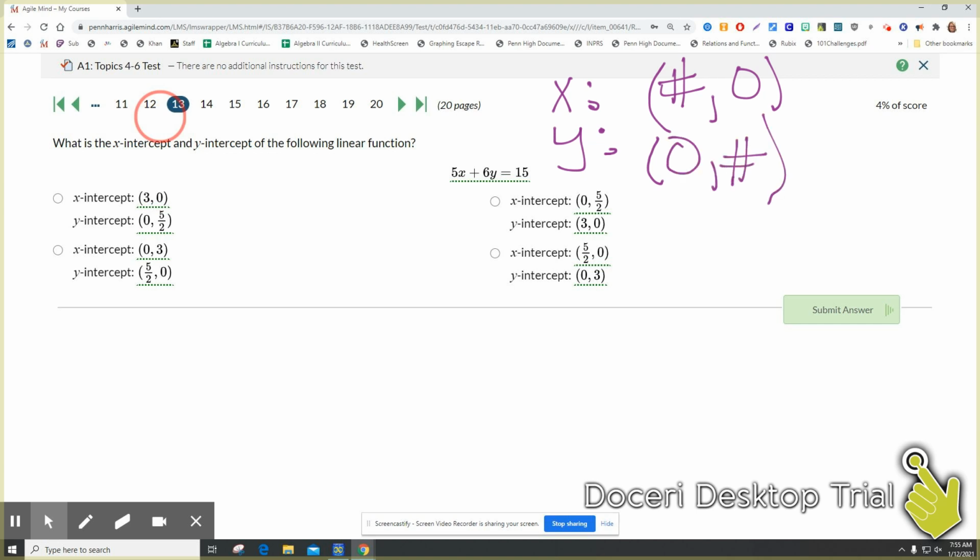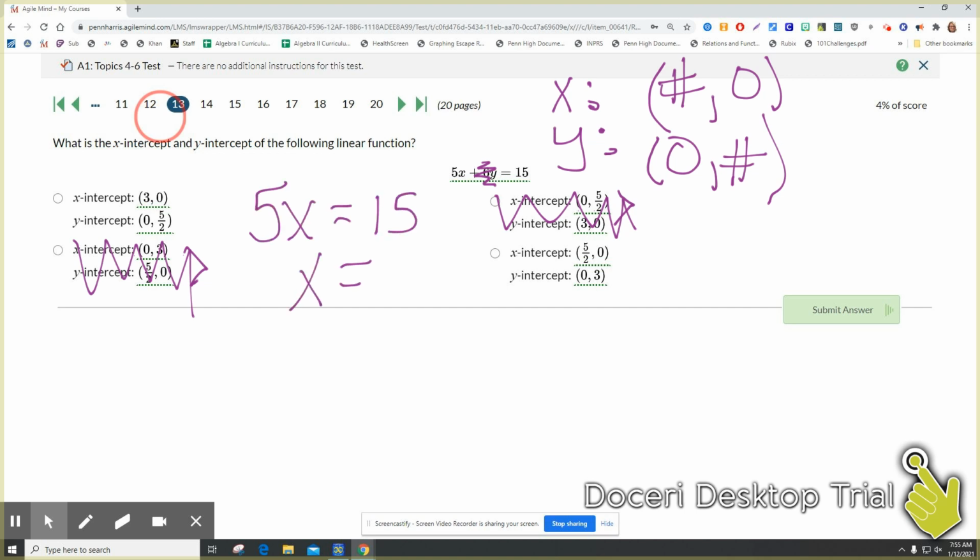Based off of just that alone, I can immediately cross off this one because look at the x-intercept. They have it listed as a y. Same thing down here. We can cross those off because they have the x-intercept listed as a y-intercept. So now we have to figure out which numbers go to what. Let's start by figuring out my x-intercept. Remember, for my x-intercept, we take out the y value. So I have 5x equals 15. If I solve, x equals 3.